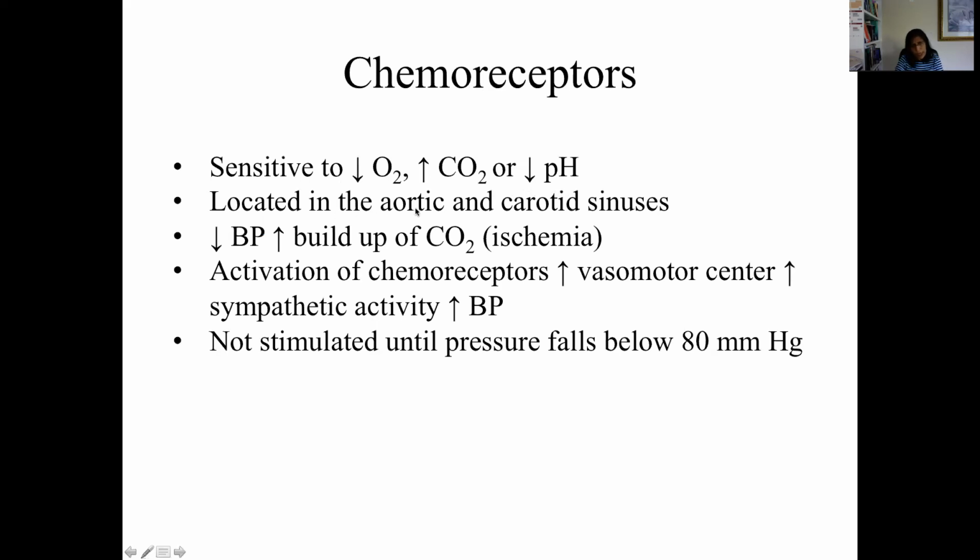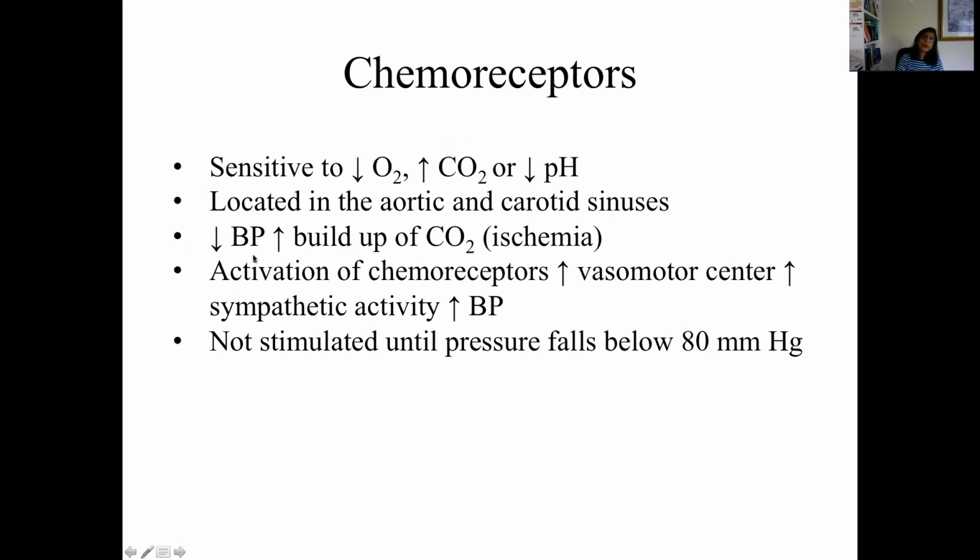They are also located in the same location as baroreceptors. Chemoreceptors, in addition to being here, are also present in the brainstem area. Those are called central chemoreceptors, and the ones that you find in the aorta and the carotid artery are called peripheral chemoreceptors.